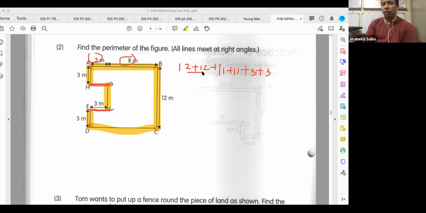12 plus 12, 24. 11 plus 11, 22. 24 plus 22 plus 3 plus 3 is 6, equals to 52. If not, you can add one by one. 3 plus 8 plus 12 plus 11 plus 3 plus 3 plus 6. Is it? Plus 3.